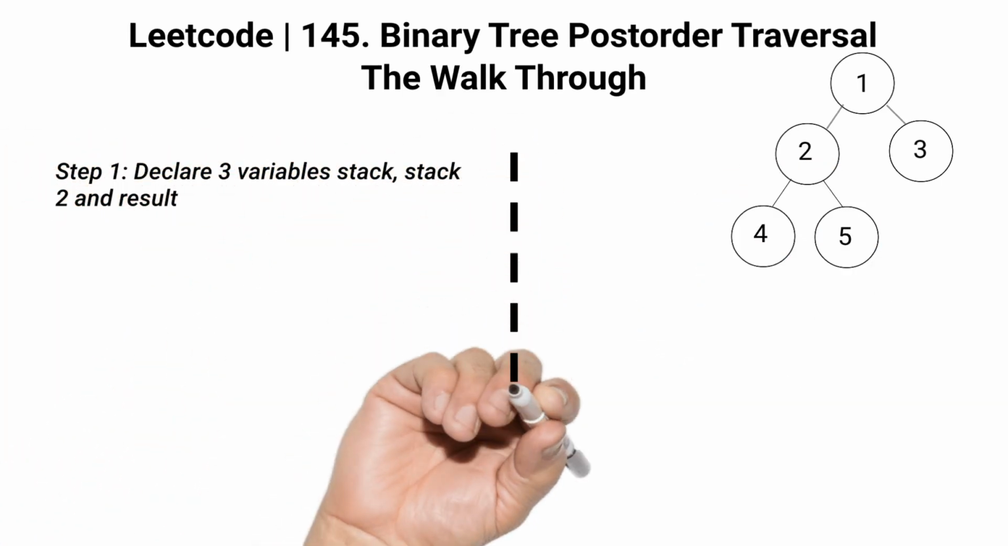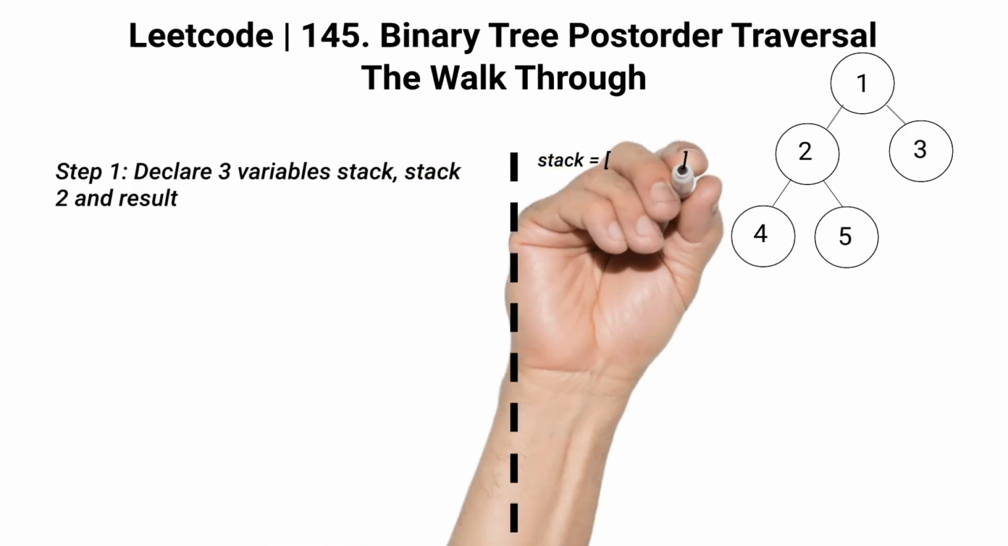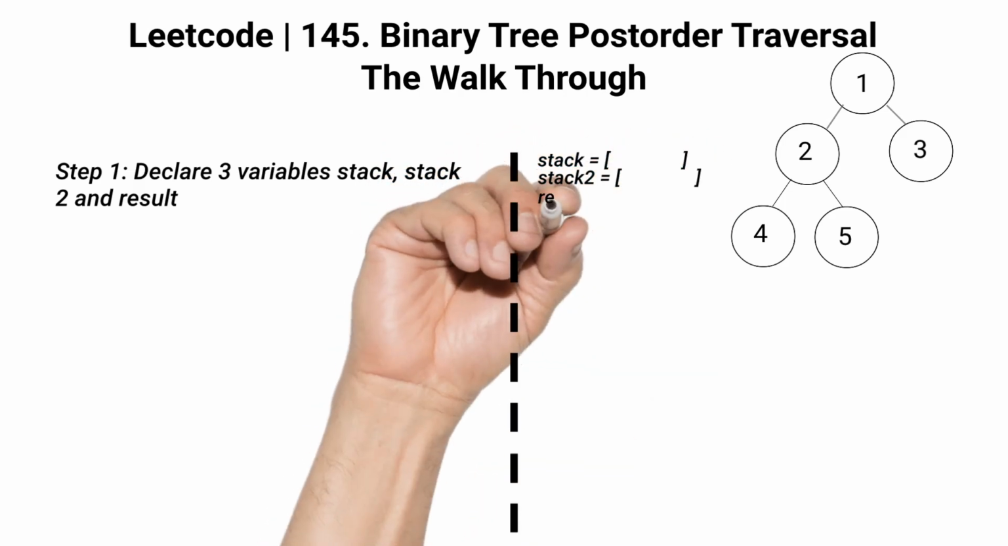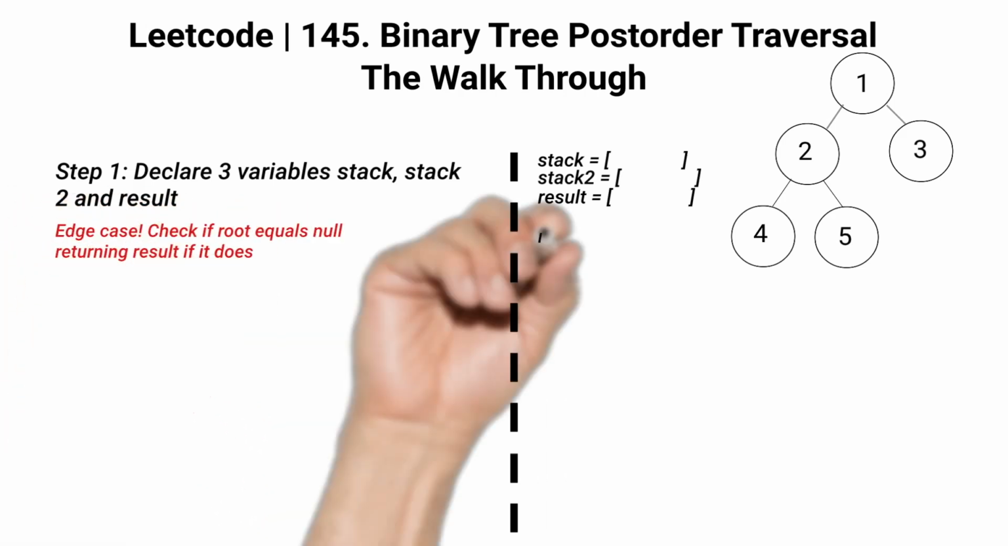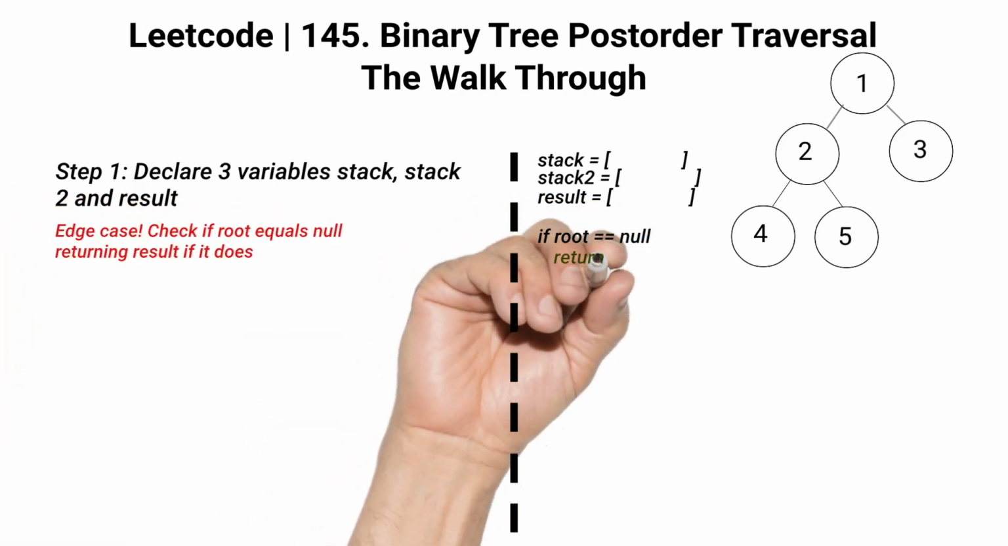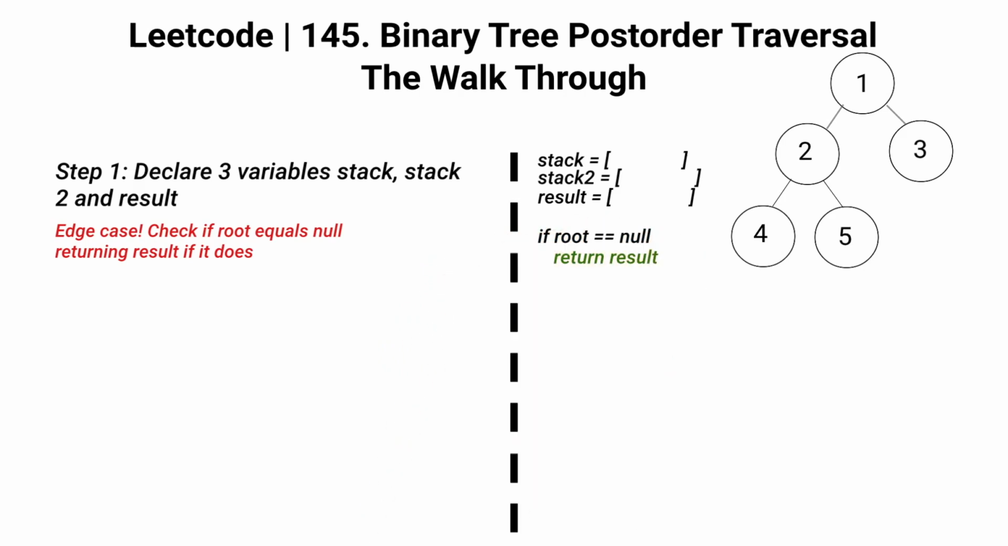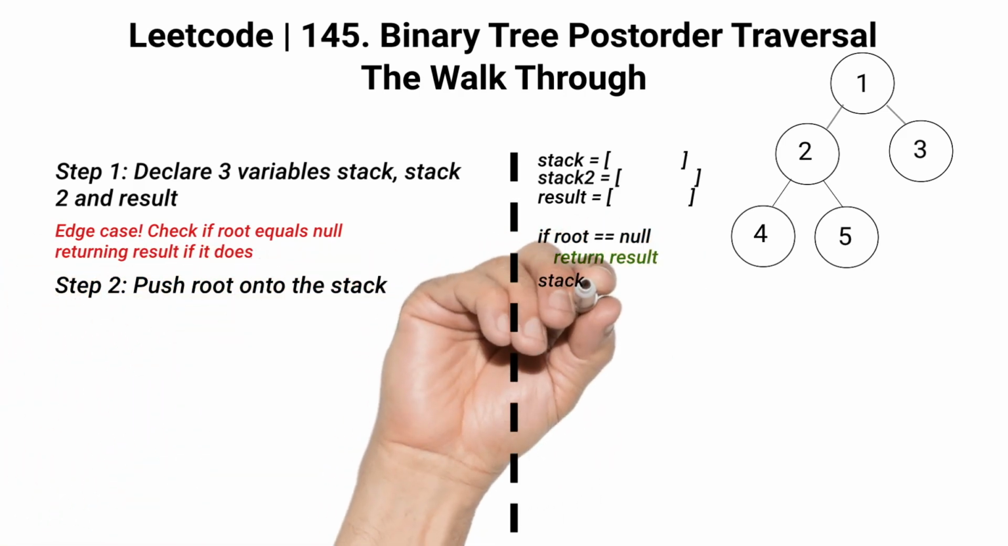First thing we want to do is declare three variables: stack, which is an empty stack, stack 2, which is an empty stack, and the result, which is an empty array. We'll handle an edge case where we check if root equals null, returning result if it does. Step 2. Push root onto the stack.